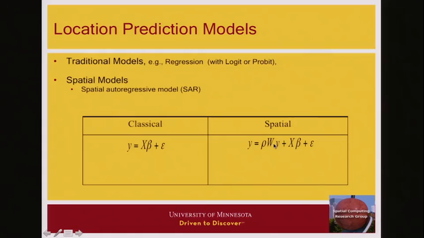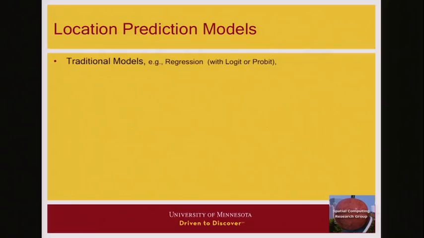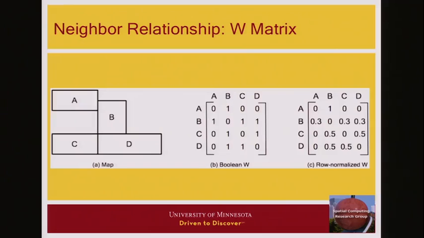We tell which locations are neighbors of each other, and it's usually based on distance. Let me go back to the previous slide and quickly show you what W looks like, and then we'll come back here. Suppose you have a very simple map with 4 polygons A, B, C, and D. In this case, the neighbor is being defined by adjacency. So you may come up with the neighborhood matrix like this W, which is shown in the middle.